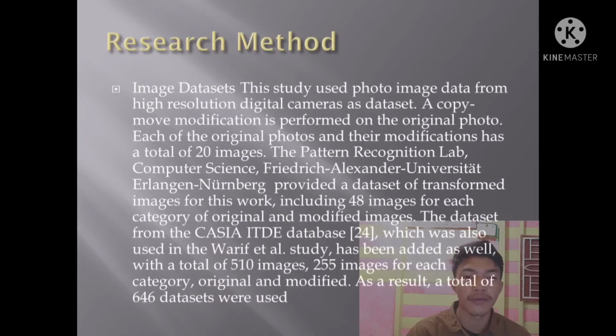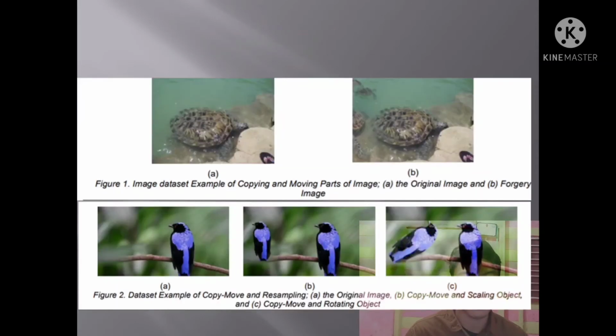We can see picture A, the original image, and picture B, the forgery image. Such meaning, picture B has been edited. Figure 2, dataset example of copy and sampling.